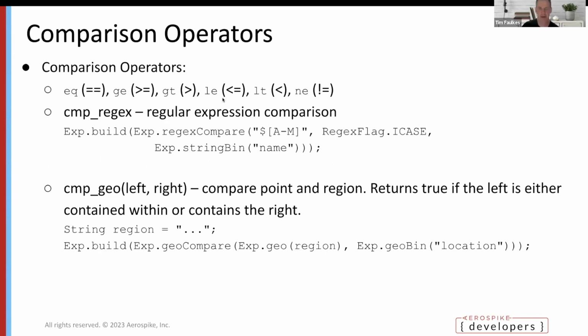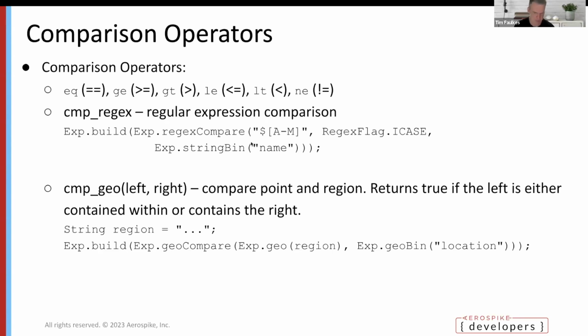We also have other comparison operators. For example, on a string, I can do a regular expression comparison. So I could do something like, I want to know if the string bin of name starts with A to M. I've given it a regular expression. The caret is the start of string, and the first character has to be between A and M. I've passed a flag which says ignore case, so it doesn't matter if it's uppercase or lowercase, and this will return true if it matches. So in my case, the name Tim would fail, but if my name was Bob, then obviously that would pass.